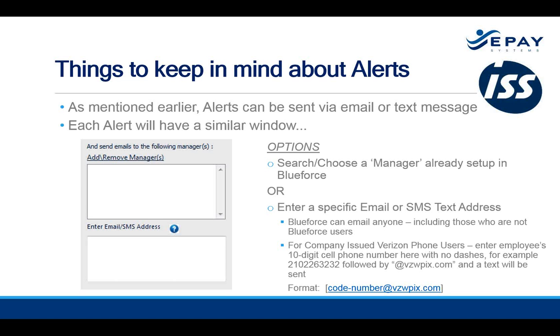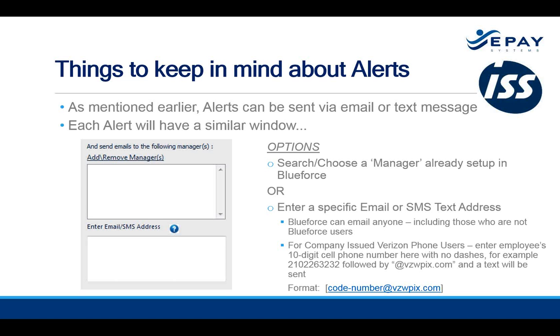Now, all the company-issued Verizon phones have a special address, and that's the @vzwpix.com. If you put in the 10-digit number before that particular address, that full text entry will send a text message to that user when used. And this can be used within a typical email, or it can be used today within our alerts. So for those that may or may not have known that, your company-issued Verizon phones are set up this way now.